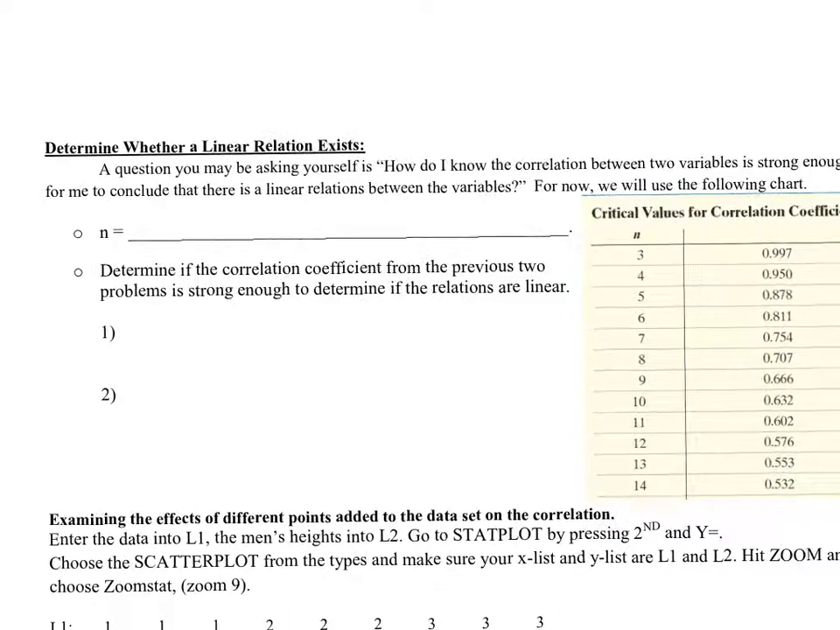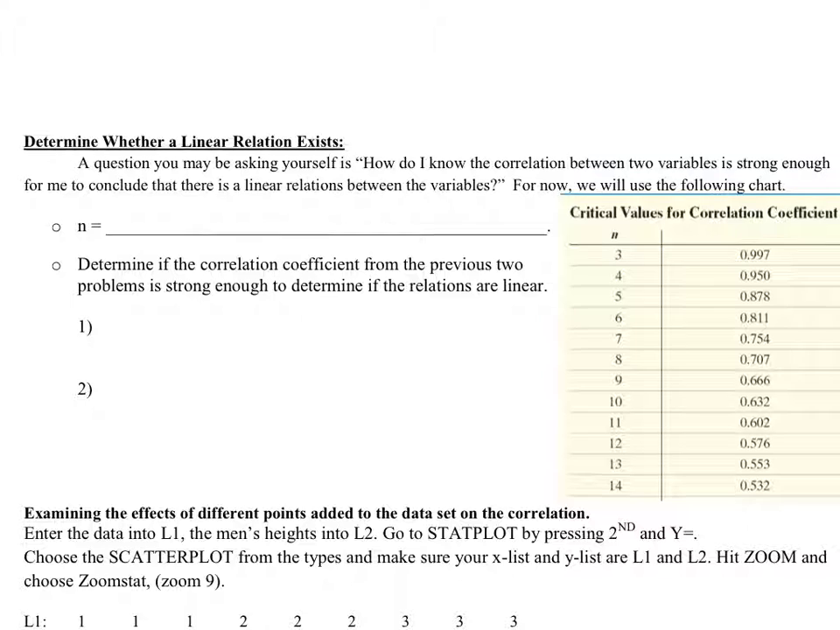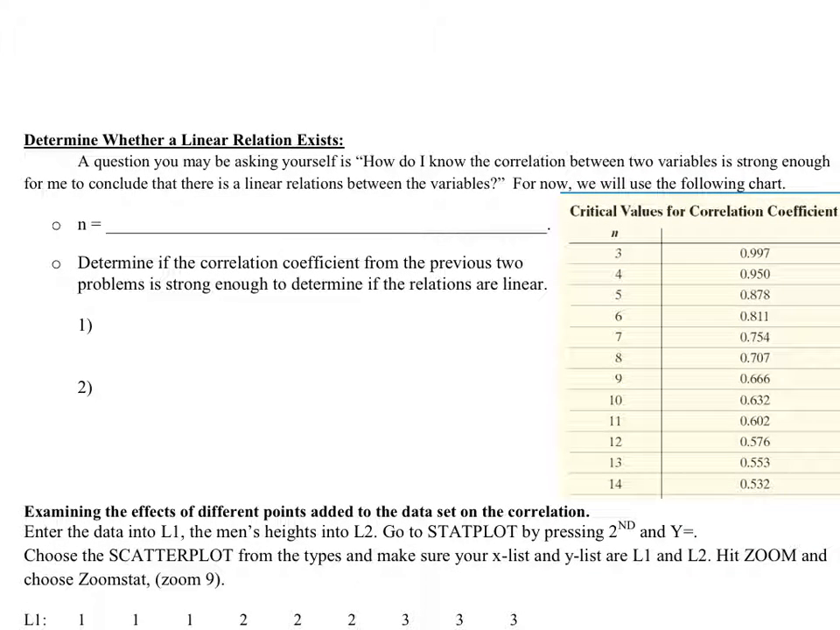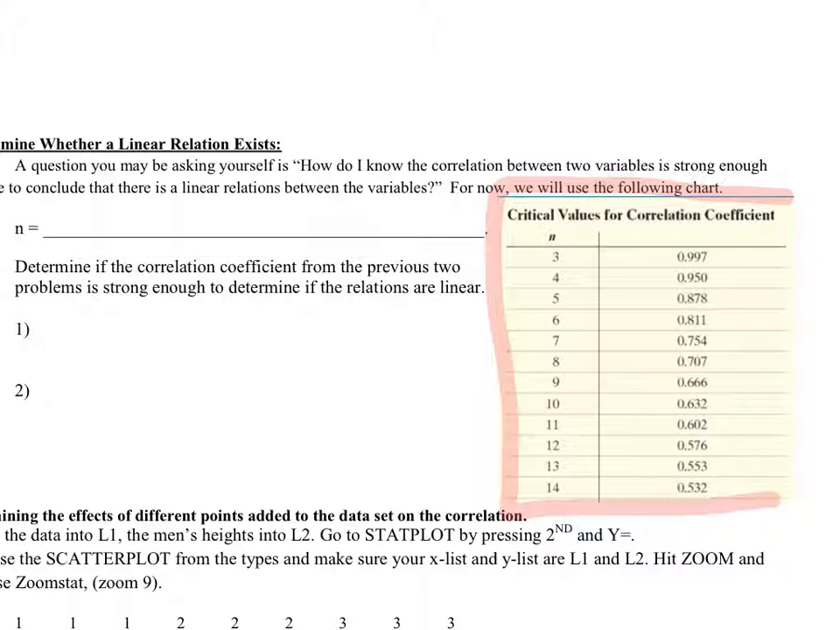And it says, how do I know the correlation between two variables is strong enough for me to conclude there's a linear relationship between the variables? So this chart right here, this is going to be given to you on the quiz. I always get asked that question like 5 million times. It will be given to you. You do not need to memorize it. You just have to know how to use it.